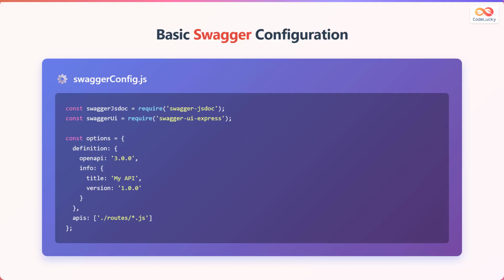Here's a basic Swagger configuration example in a file named swaggerconfig.js. First, require both the swagger-jsdoc and swagger-ui modules. Then define the options including the OpenAPI version, API information such as title and version, and the API routes to document.